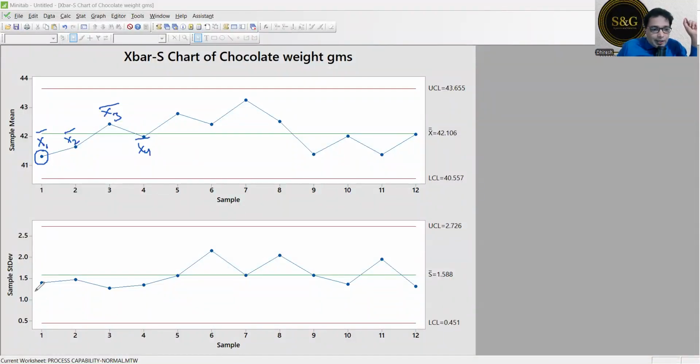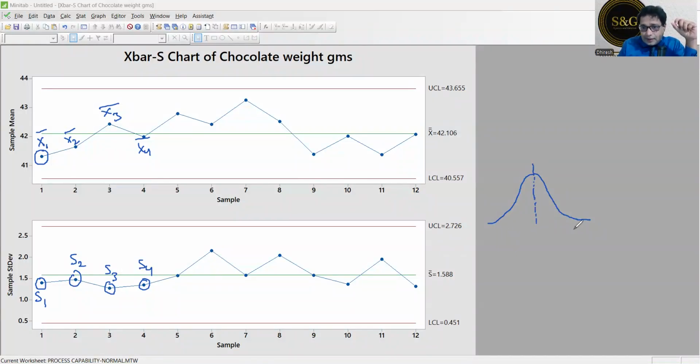Similarly, this point is the standard deviation of the first sample, S1. This point is the standard deviation of the second sample. This point is the standard deviation of the third sample. This one is the standard deviation of the fourth sample, and so on and so forth. Are you clear, everybody? From the same data, one, it is calculating the average. Second, it is calculating the range. Now, the standard deviation. Now, both are basically measuring two parameters. If I draw this kind of structure, average is this, right?